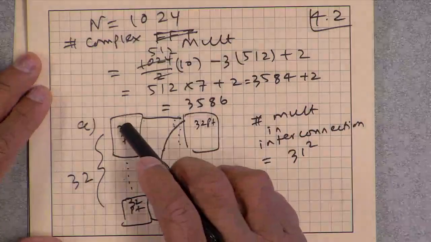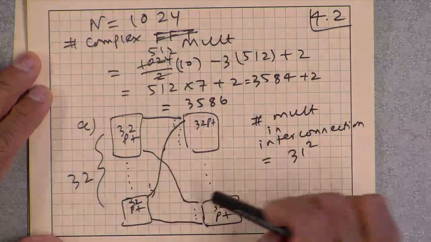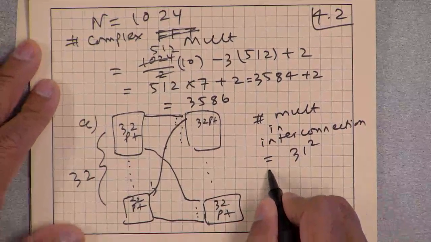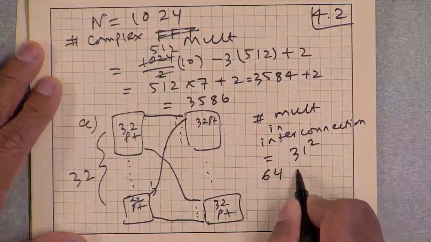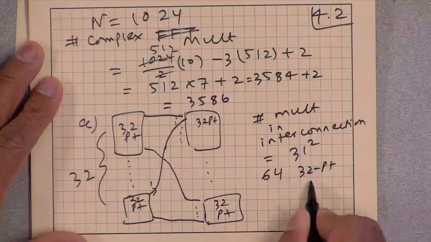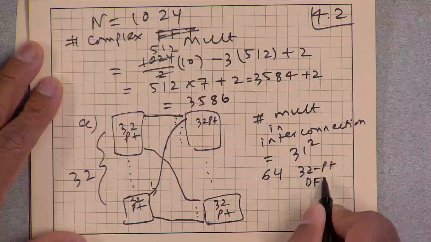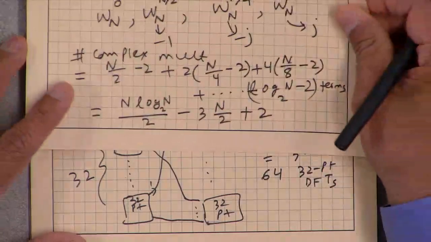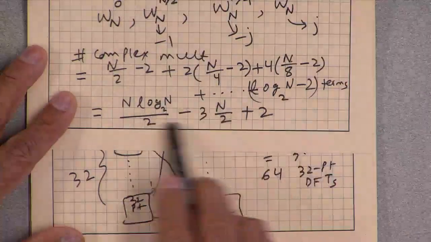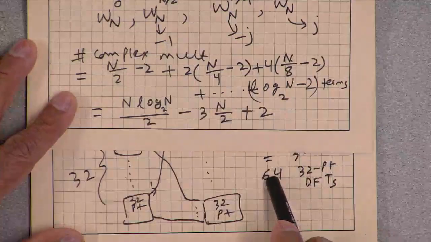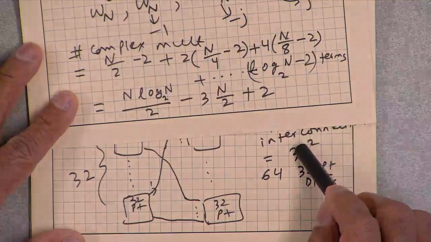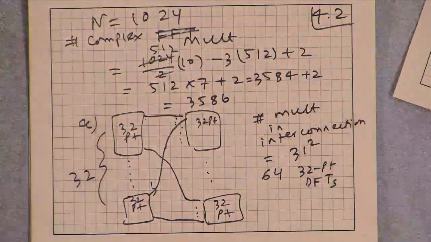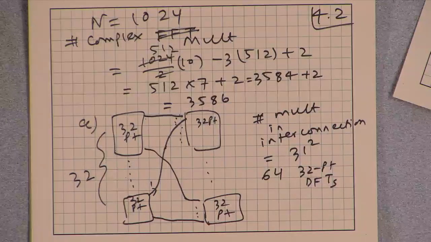Plus, there are 32 plus 32, 64, 32 point DSP. Okay, so then you substitute n equal to 32 here, multiply by 64 plus 31 squared will be your answer for part A. Yeah. So for the interconnection, there are still multiplying negative j and negative 1.